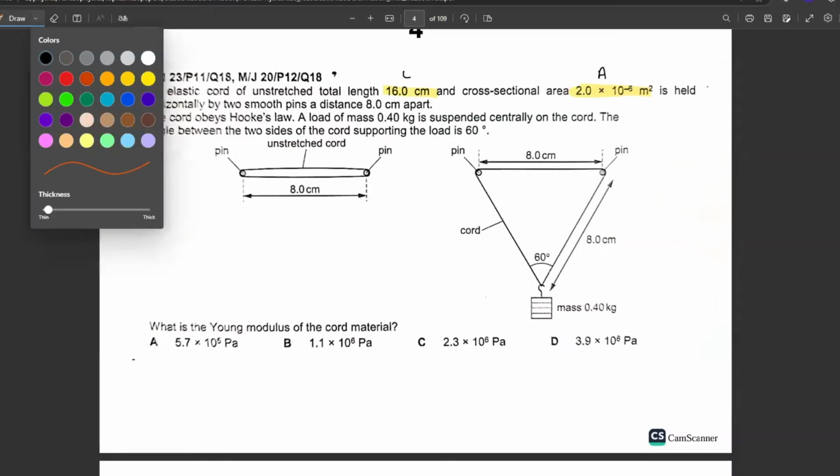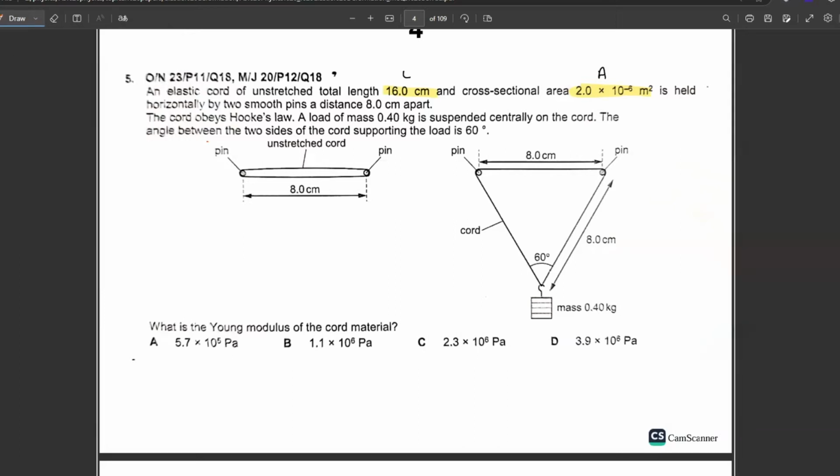What is the Young's modulus? First of all, let's write down the formula for Young's modulus. Young's modulus is F L over A e. You are given the length here, that is 16 centimeters. You are given the area here, that is 2 times 10 raised to the power of minus 4.